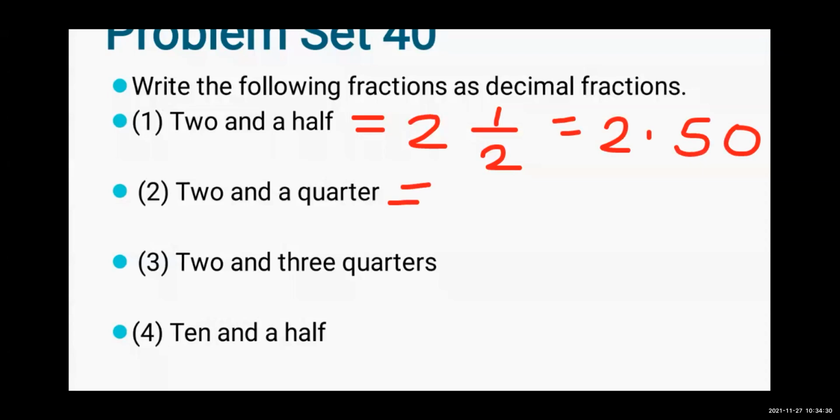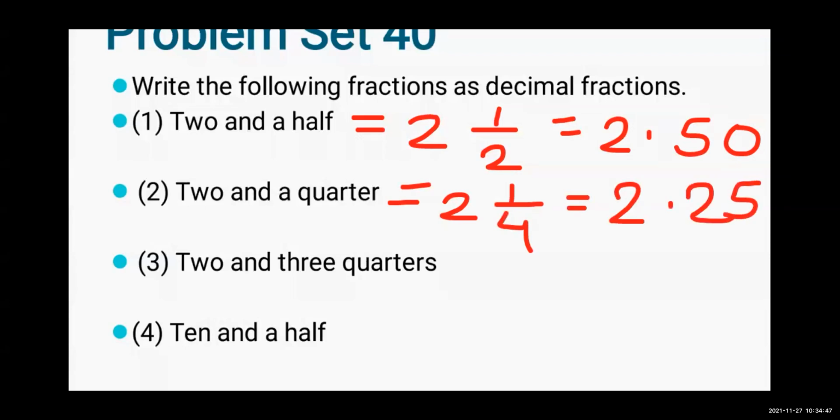That is 2 means whole number 2. Quarter means 1 upon 4. Very good. 1 upon 4. So the main answer will become 2.25. Very good. Students are giving me the right answer. Now the third question is 2 and 3 quarters.